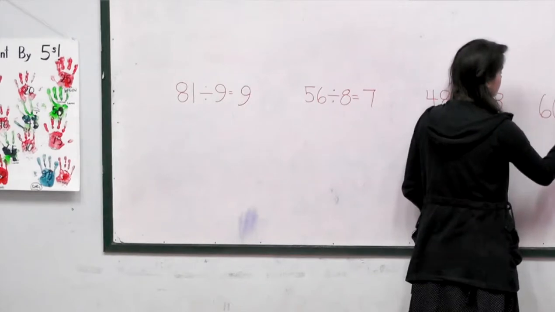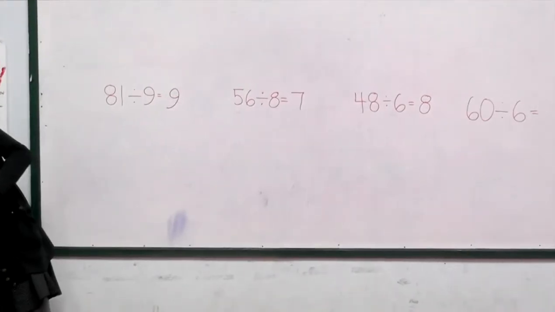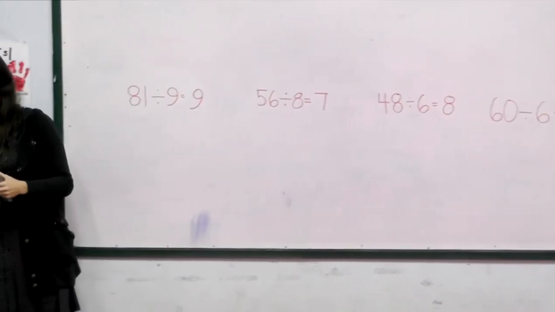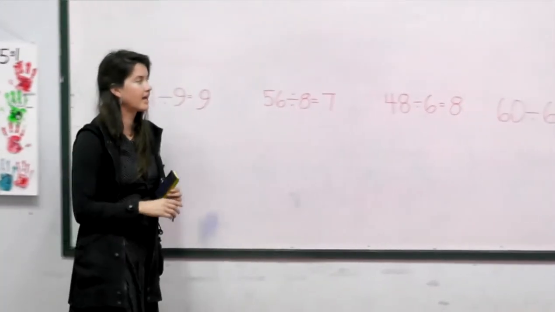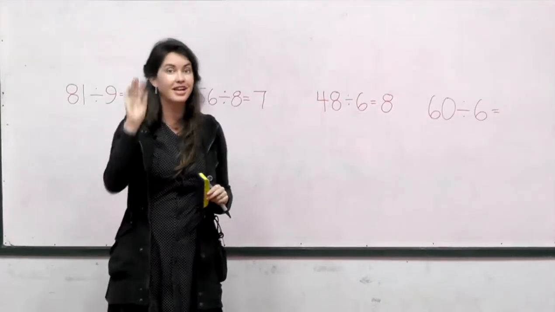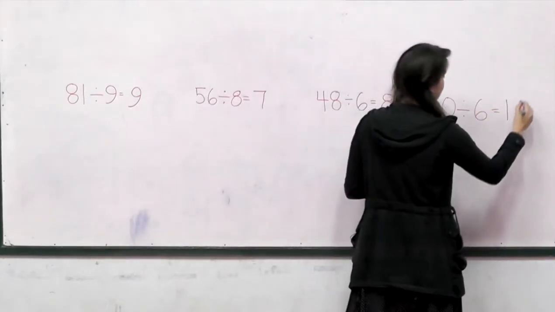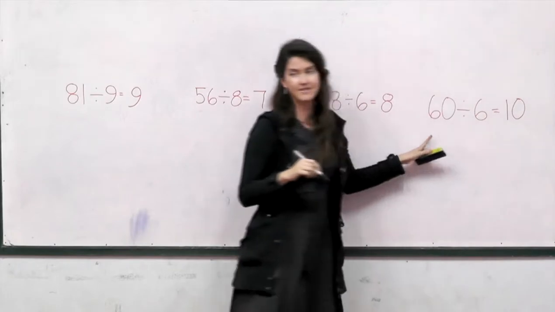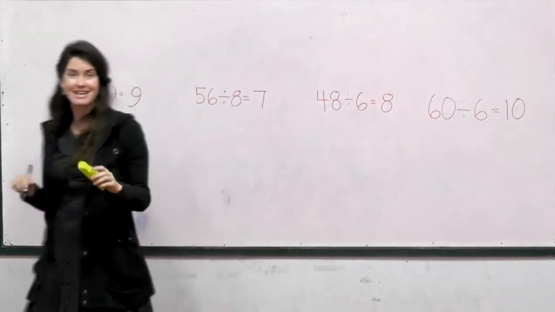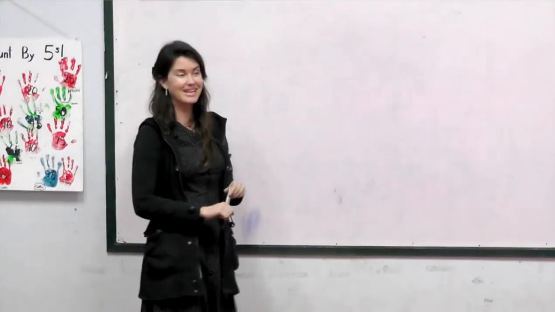Here's an easy one. Keep it secret. Okay, 1, 2, 3. 10. Very nice job. 60 divided by 6 is 10. Very nice. Good, I'm glad.